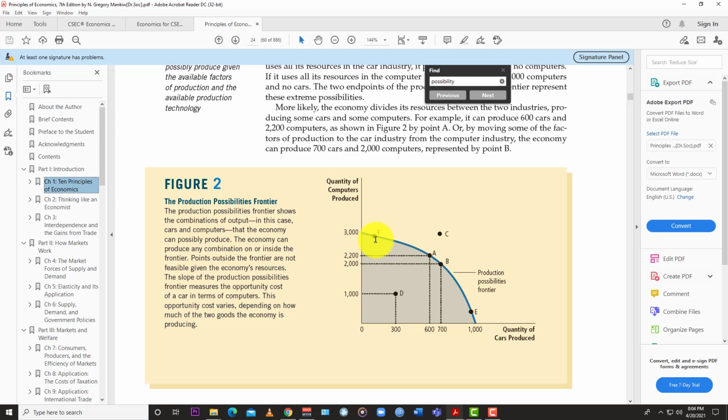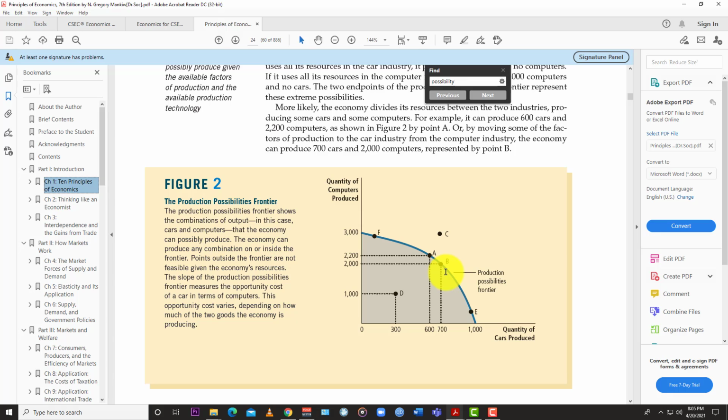Now, if you want to move from F to A, you are going to give up a whole ton of computers in order to gain a whole lot more cars. So you're going to give up a lot of computers to get more, 600 units of cars. Beforehand, at F, you were not producing even close to 600 units of cars.